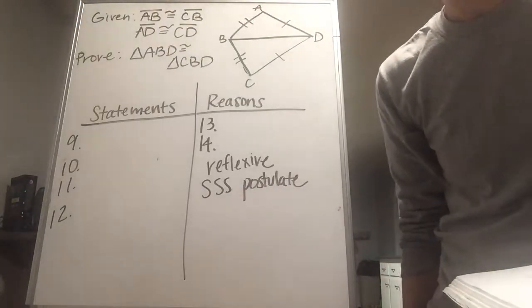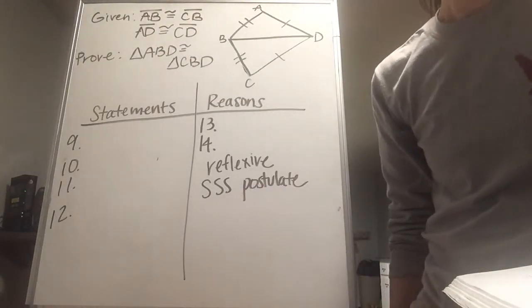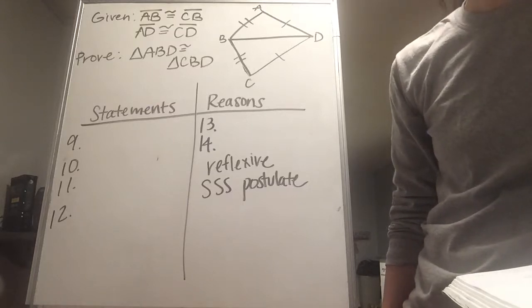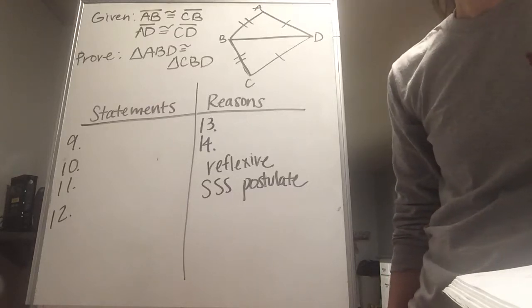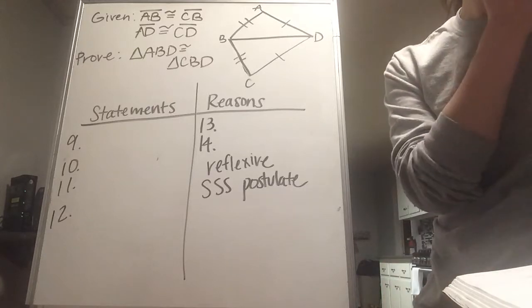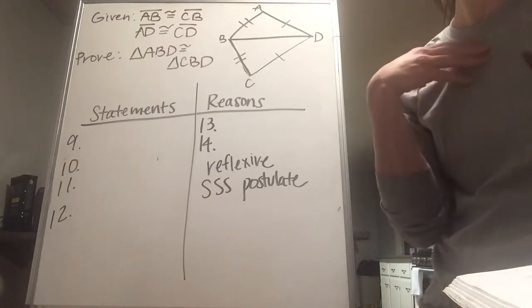Okay, so this should be the last geometry video. This is lesson 24A. These are the last two postulates, or last two proofs that we're doing. So this is number 9 through 14, covering this one.